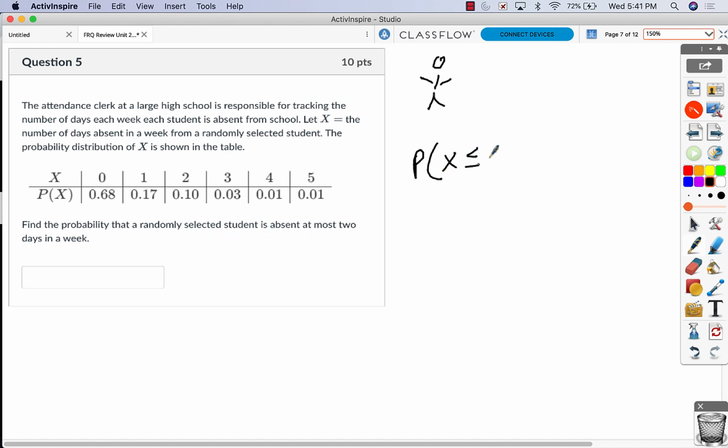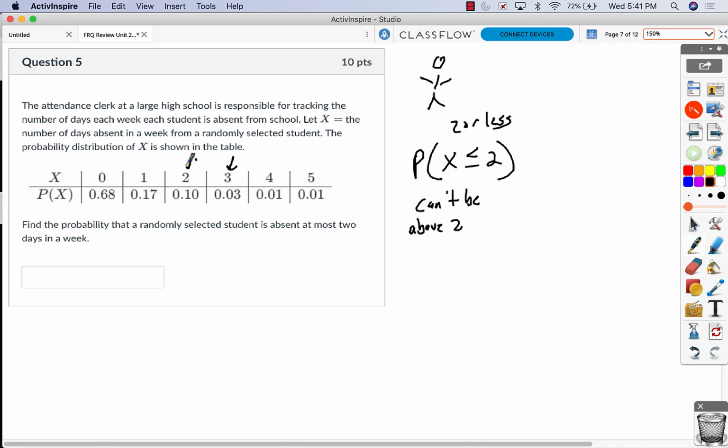So what's the probability that a selected student is absent at most 2? At most means not more than 2. Was this person 2 or more? Is this more than 2? It can't be more than 2. It can't be above 2. It has to be 2 or less absences.